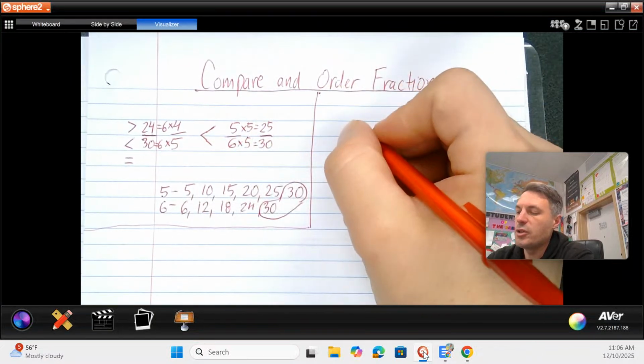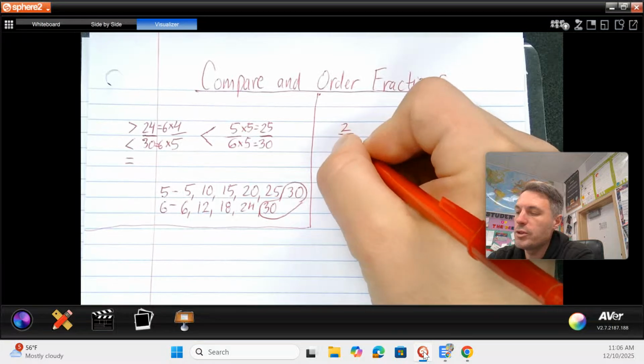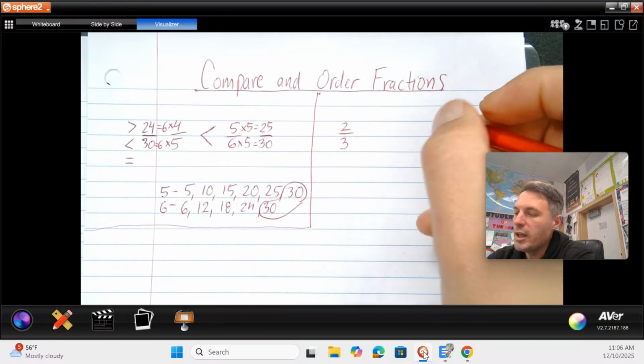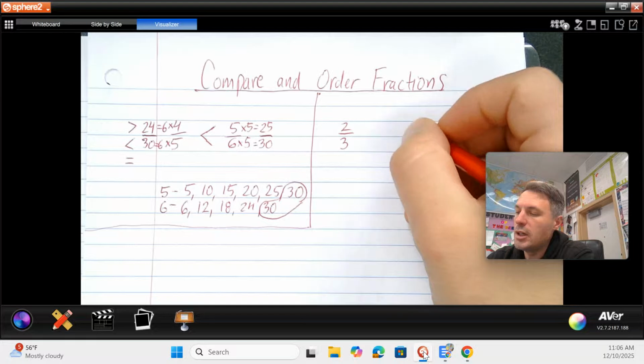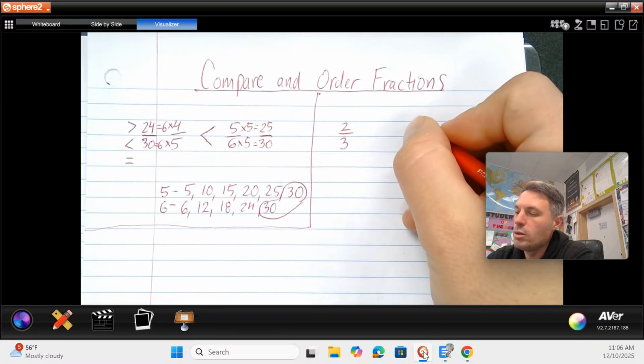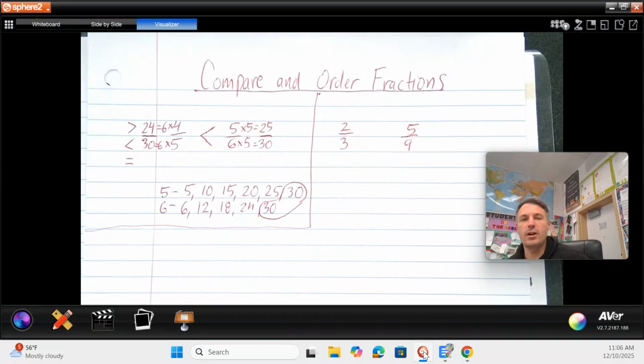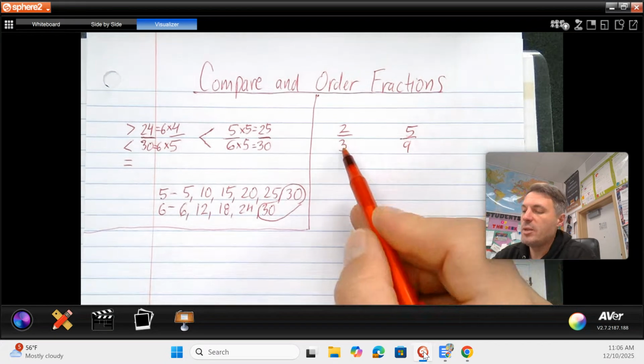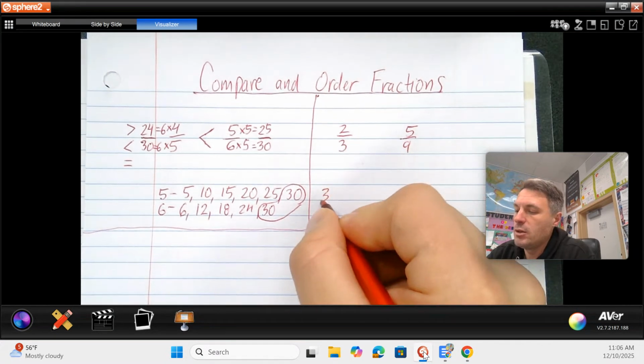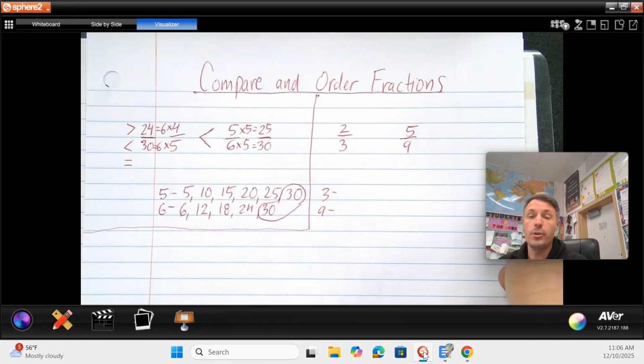Let's say we have to compare 2/3 and let's do 5/9. Okay, we have to compare 2/3 to 5/9. We have to see which one's bigger. Well, remember, we take both denominators and we list the multiples for both denominators. That means we count by both denominators until we find a number that's in both lists.